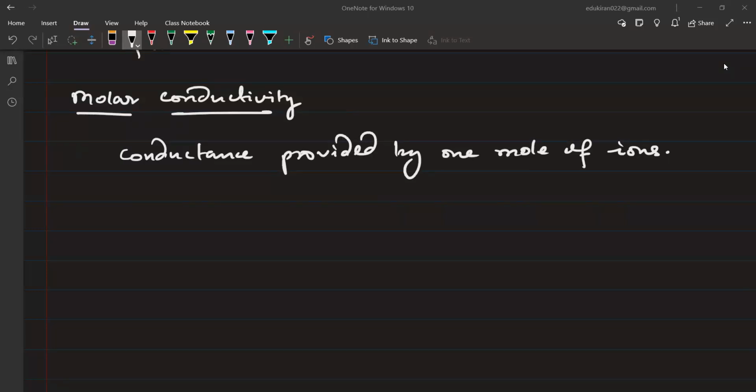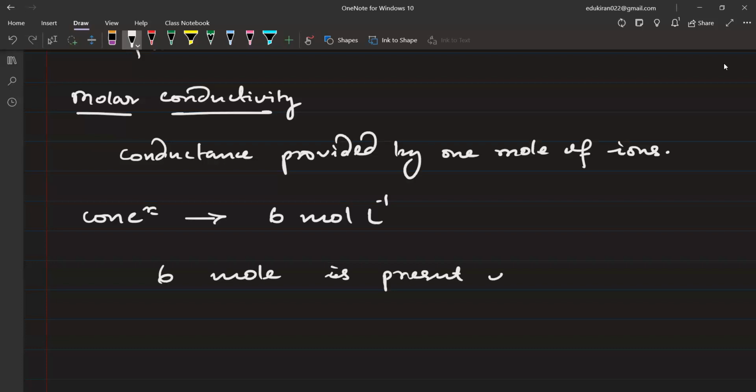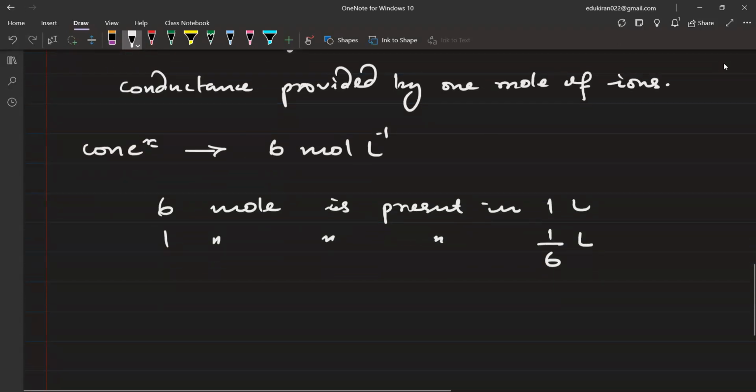Now what I can say, it is the conductance which is provided by 1 mole of an ion. Pay attention, okay? Let us suppose the concentration is given as 6 mole per liter. I can say that 6 mole is present in 1 liter. Correct? So 1 mole is present in 1/6 liter. Correct? Yes.